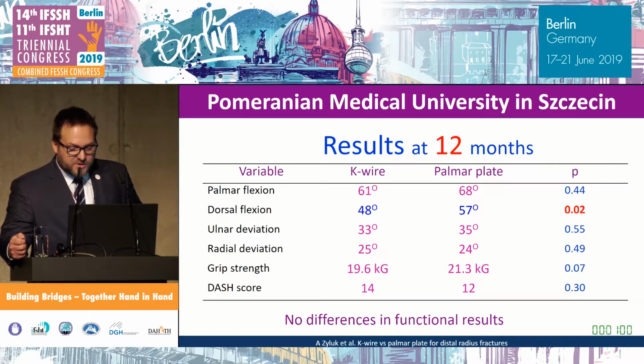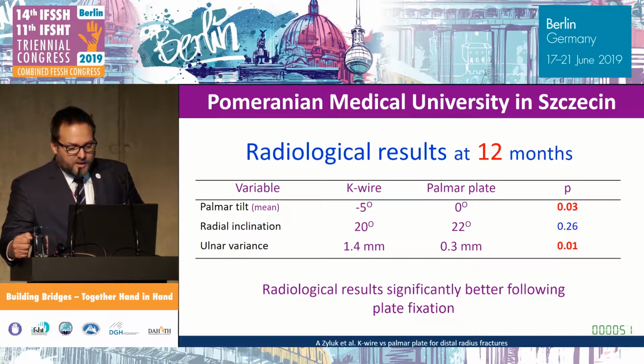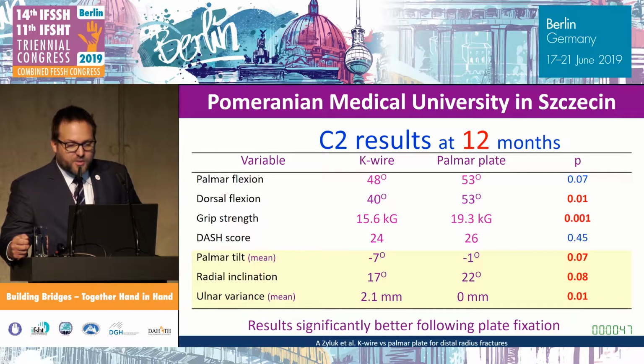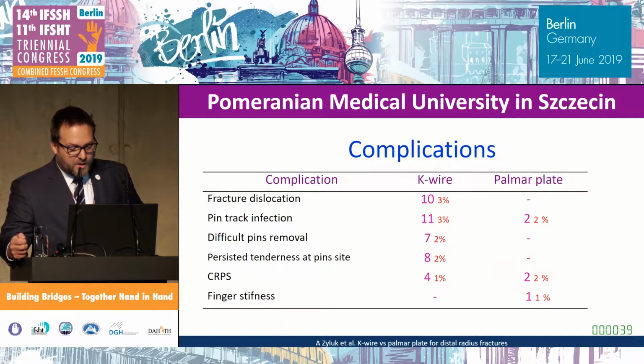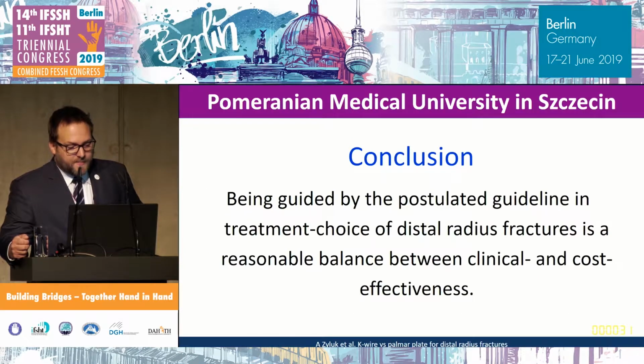After 12 months, we can see that we have quite similar functional results, being better dorsal extension for the palmar plates. If we compare radiological results, of course, plates are better. If we compare complex articular fractures, there is no doubt that with plate fixation we have better results. We have like 2 to 3% complications rate with K-wire. It's not 50%, as somebody stated yesterday.